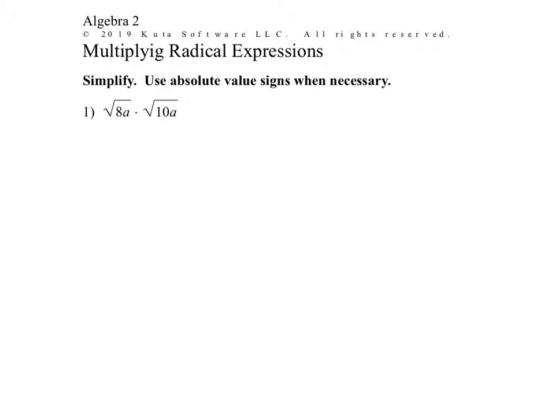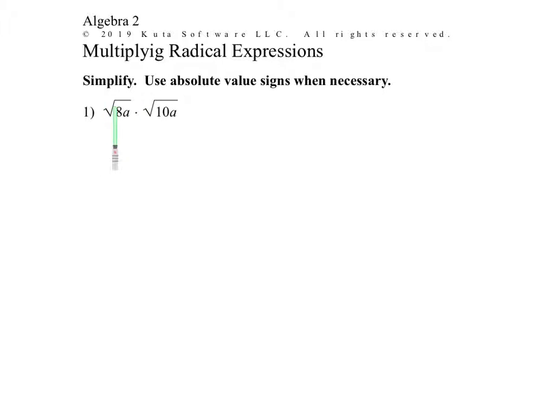Hi. So in this video, we're going to be multiplying radical expressions. For now, when we have radical expressions, we're going to multiply if the index is the same. Later on, we're going to learn how to multiply when the index is different. So for now, we're just multiplying if the index is the same, right?